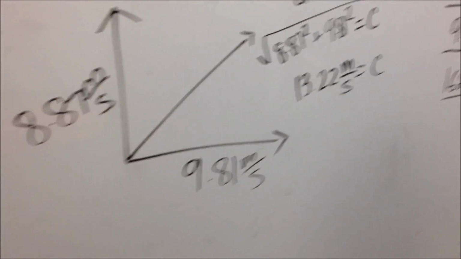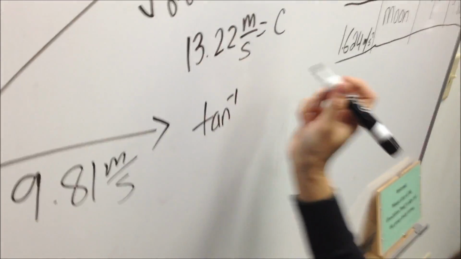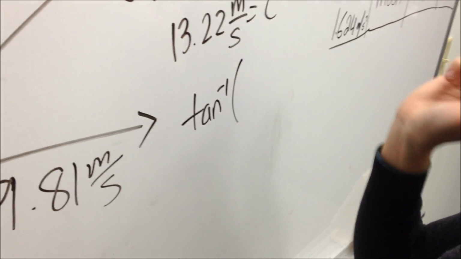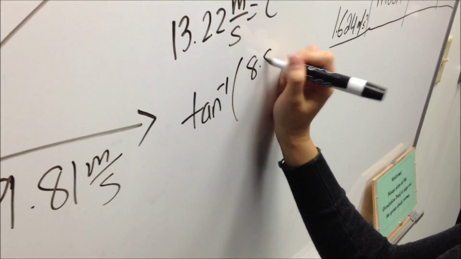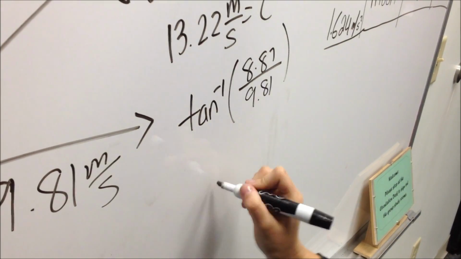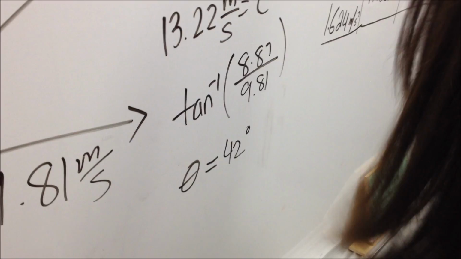And then to find the angle, we're just going to do the inverse tangent of our opposite over adjacent, which ends up being our y over our x. So that ends up being 8.87 over 9.81, giving us an angle, theta, of 42 degrees.